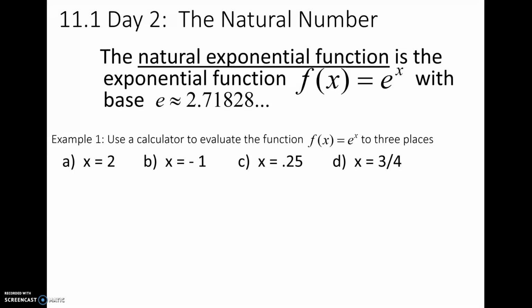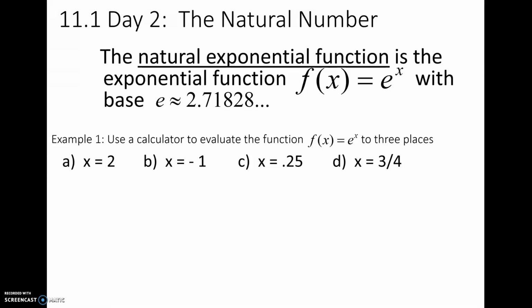Today we're going to look at exponential functions that involve the natural number. It's called the natural number, the natural base, or Euler's number. It is e. E is an irrational number, kind of like pi. It's a number with a decimal that keeps on going and going forever and ever. It is approximately 2.71828.